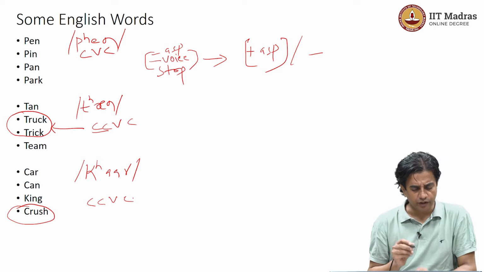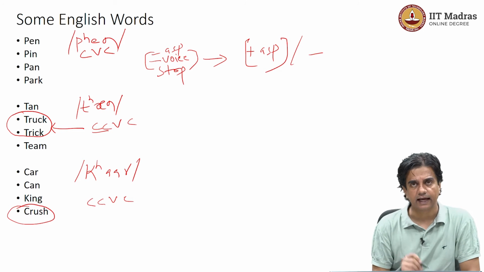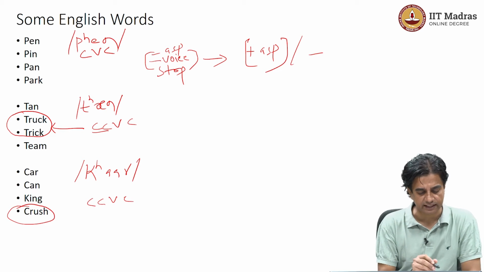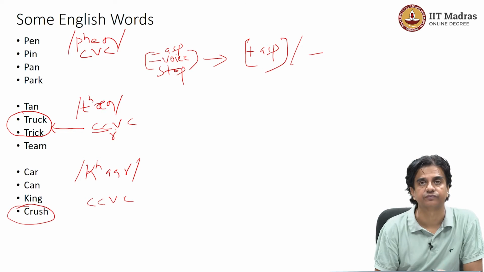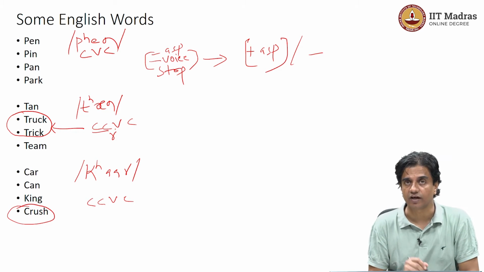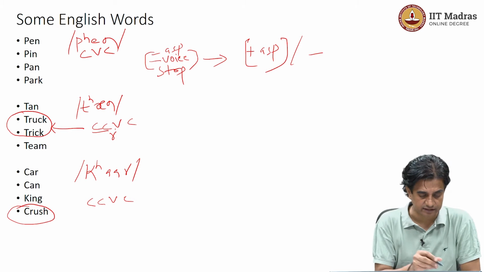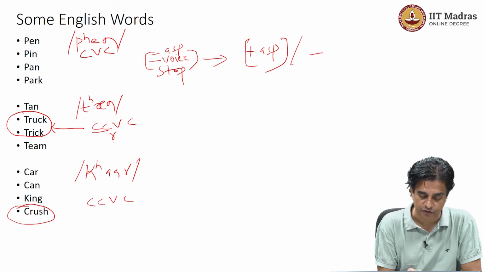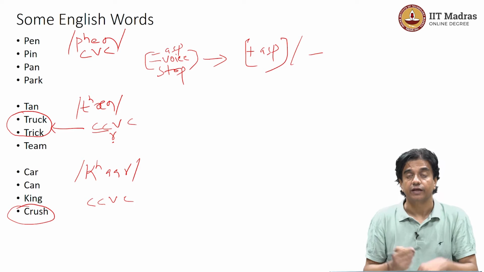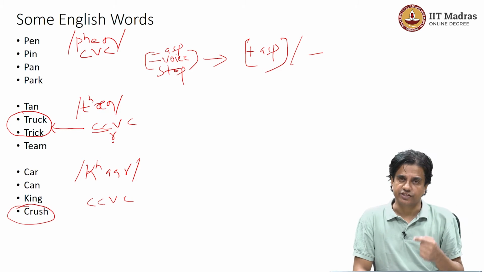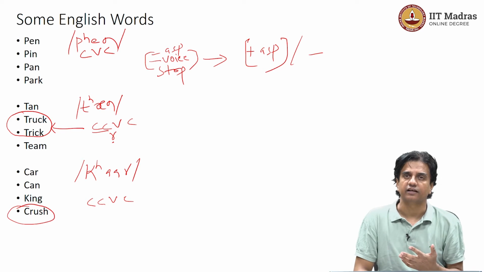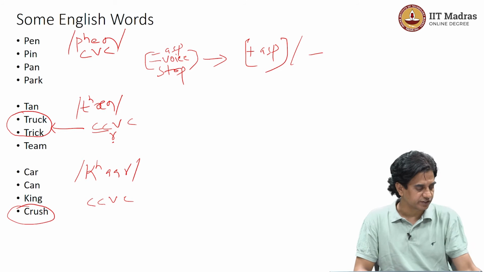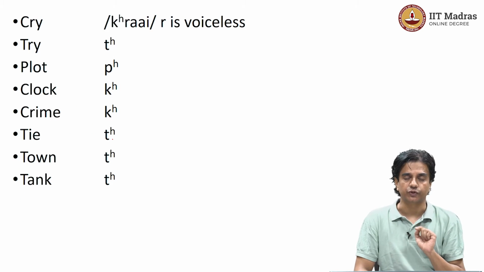So, when we see there is a cluster and still we see the first sound getting aspirated, it is because the second sound in the cluster is a ra sound. Usually this is a voiced sound, but in the environment of a voiceless stop, this also becomes a voiceless sound. So, it works just like a vowel sound, and therefore, it allows aspiration at the initial position. These words are going to show you that.